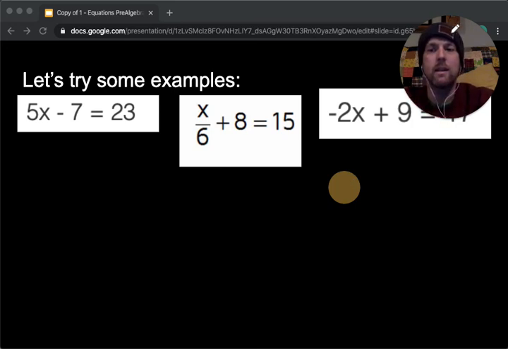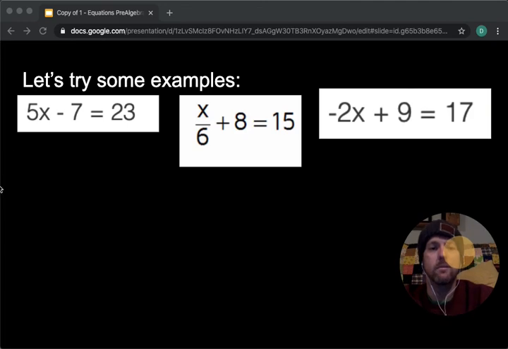All right, I'm going to take a pause here real quick. I'm going to leave these up on the board and give you a chance to work on this last one.